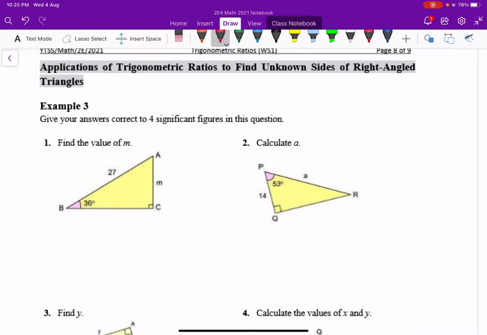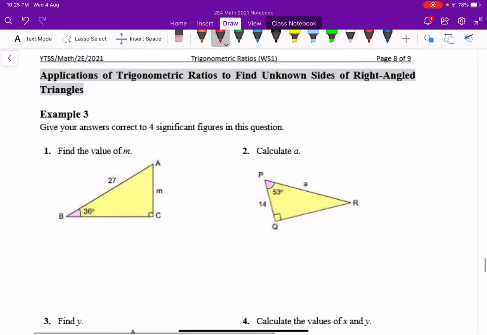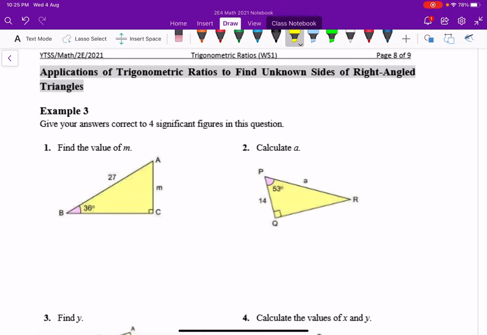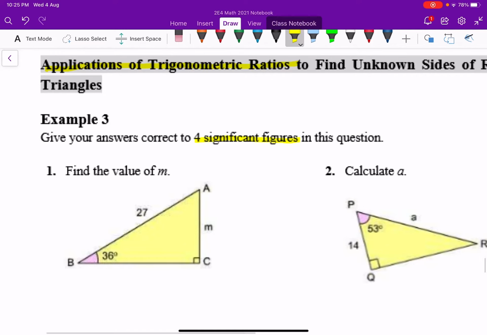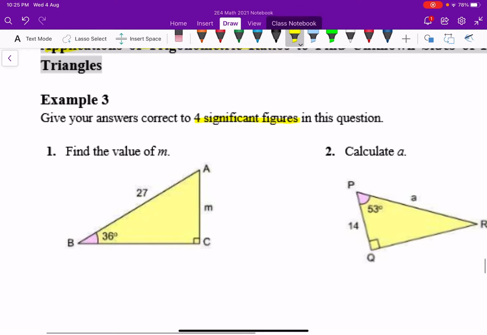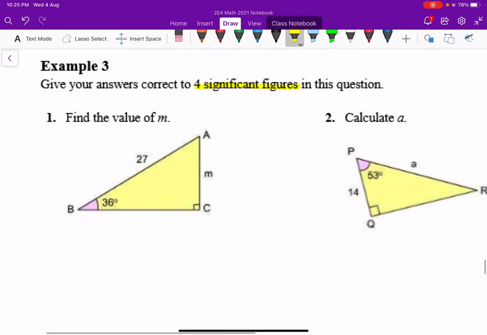Okay everyone, so now we are moving into the next segment of the trigo ratio. In this part, on page 8, we will apply the use of trigo to find the unknown side of a right angle triangle. Now let's look at example 3. Can we get all of you to highlight the 4 significant figures? You must follow the requirement of the question here. Right, let's look at the first part of example 3.